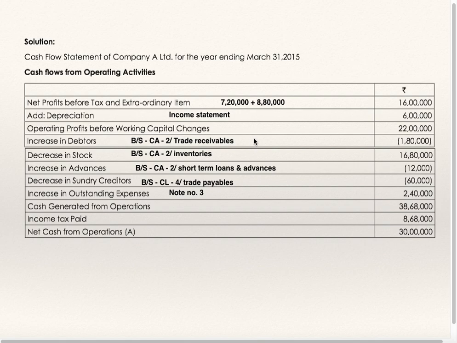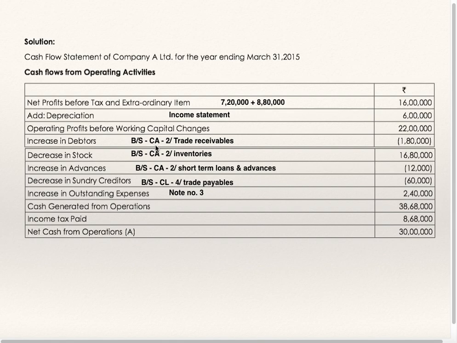Increase in debtors. If there is increase in current asset, deduct. Decrease in stock. If there is decrease in current asset, add. Increase in advances. If there is increase in current asset, deduct. Decrease in creditors. If there is decrease in current liabilities, deduct. Increase in outstanding expenses. If there is increase in current liabilities, add. Using these rules, you have to find out the figures.